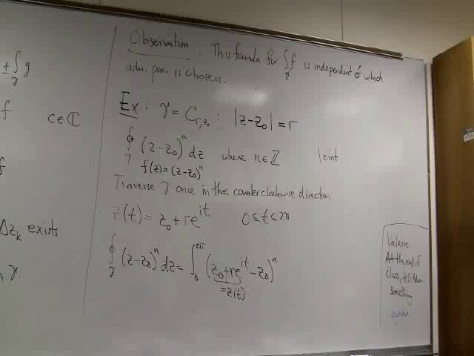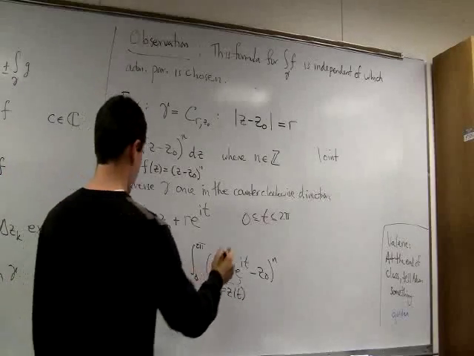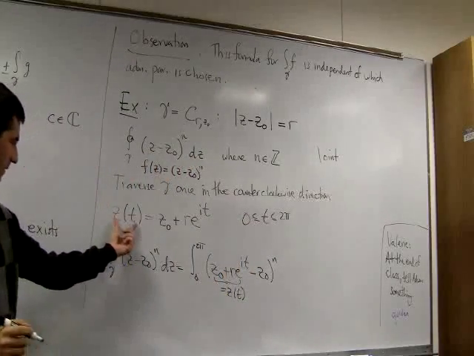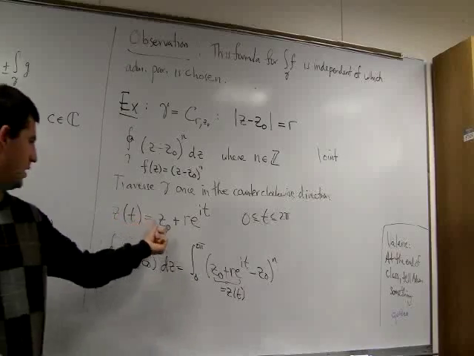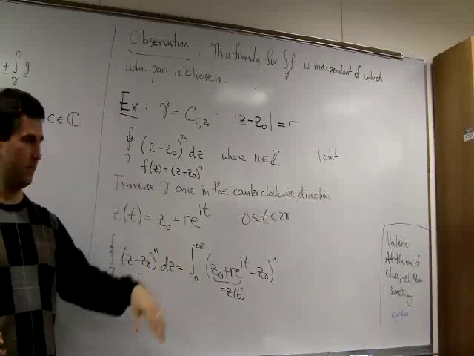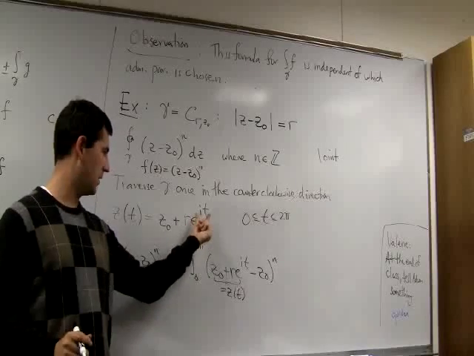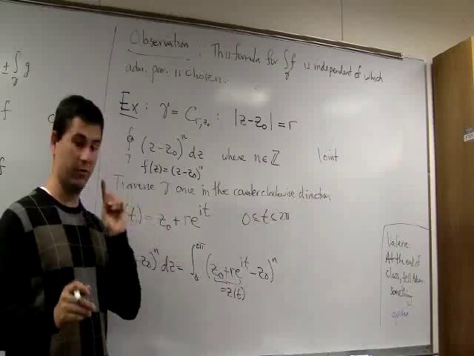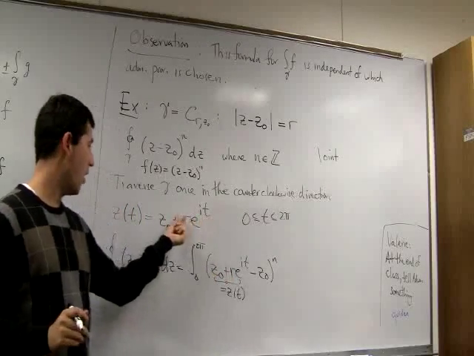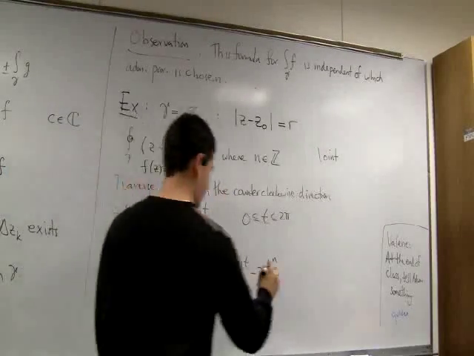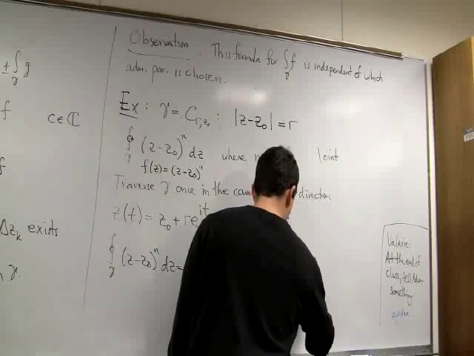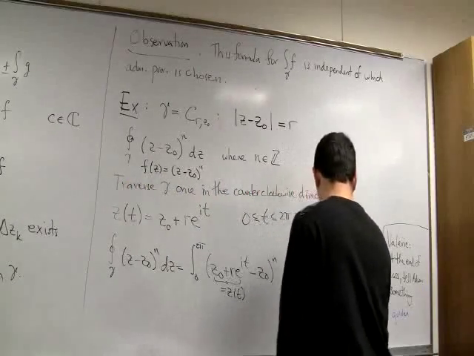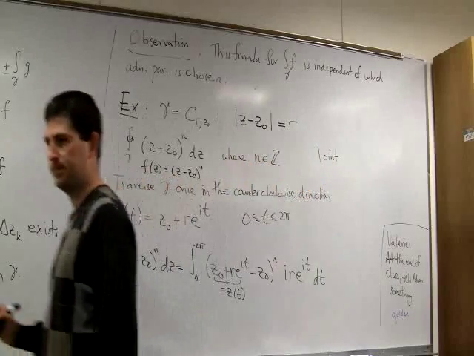So that's the first part, the f. The second part, I need to take the derivative of z. Does the chain rule apply? Of course, the chain rule works. So what's the derivative of z of t? Well, z naught is a constant, that goes away. And then by the chain rule, the derivative of this is i, and remember, we're taking the derivative with respect to t. So i r e to the it. And then we have to integrate with respect to t.